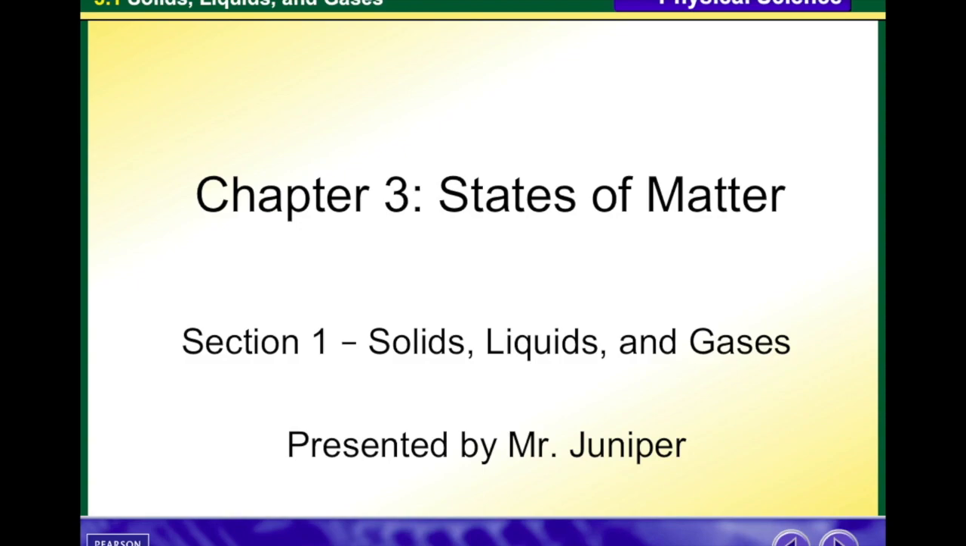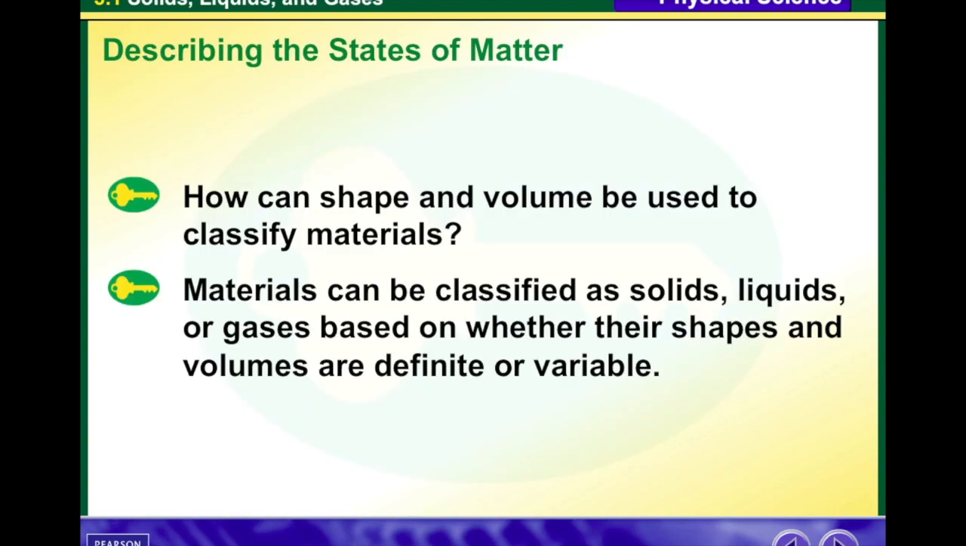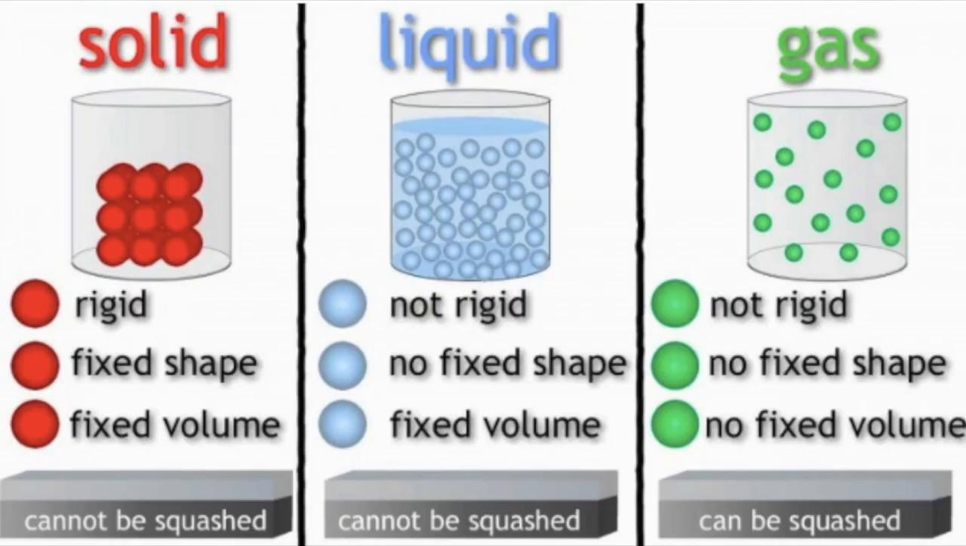Solids, liquids, and gases are a great example of the kinetic theory of matter. First off, what are solids, liquids, and gases? Well, to describe the states of matter, you can classify materials based on their shape and volume. How can shape and volume be used to classify materials?